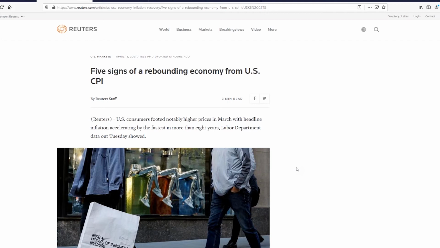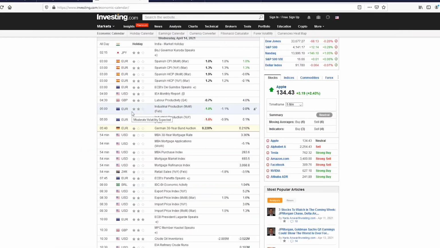Okay, low inflationary fears means less of a rush into gold then. Gold tends to go up when there's a high fear of inflation. Okay, let's look at maybe something coming up later today.